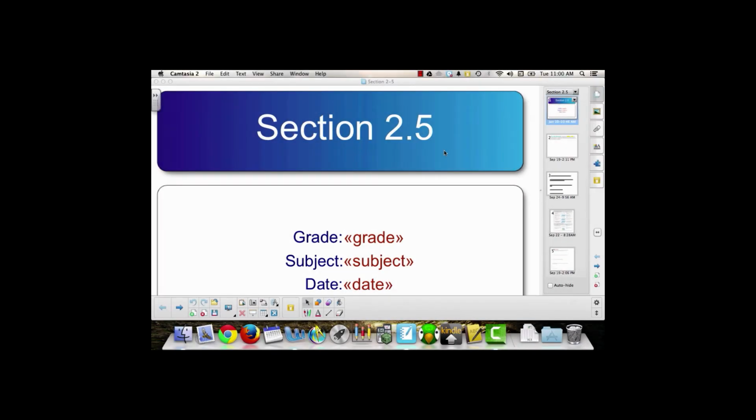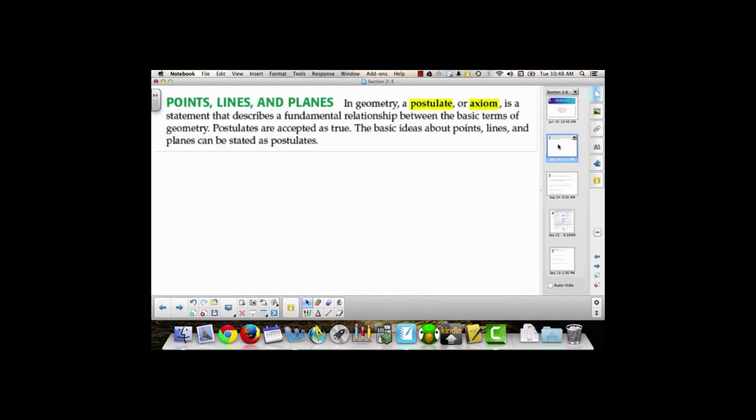Today we will be going over section 2.5 in your book. First, we're going to talk about a postulate. A postulate is a statement that describes a relationship between basic terms of geometry. Basically, a postulate is something that we accept as true, but we cannot use deductive reasoning to prove to be true. You are going to look at some postulates by doing the activity.